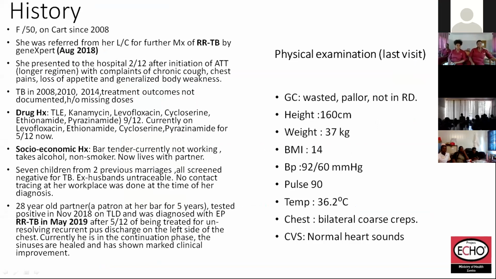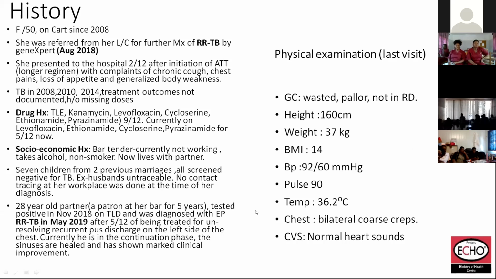So she came with complaints of chronic cough, chest pain, loss of appetite, and generalized body weakness for 2 months. This is a patient who has a history of being treated for TB in 2008, 2010, and 2014. So by the time she presented to the hospital, this was the fourth episode of TB. Unfortunately, the outcomes of this treatment were not documented. We tried to follow up, but we couldn't find the reports. And the patient also had a history of missing doses.